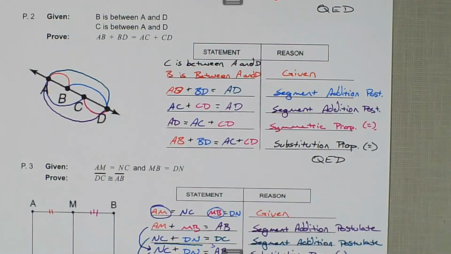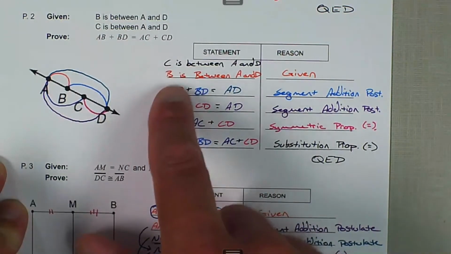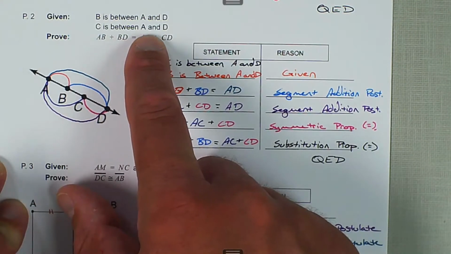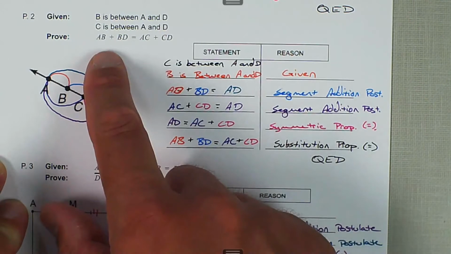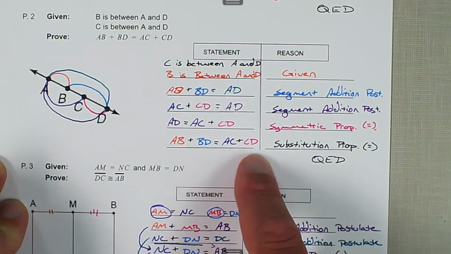Geometric proofs, and in this case we're talking about line segment proofs. To save a little bit of time, I've already written down the information. Feel free to push pause as we're going through to look at it. Given: B is between A and D, and C is also between A and D. What we're trying to prove is AB plus BD is equal to AC plus CD. So we want to prove that that is true.